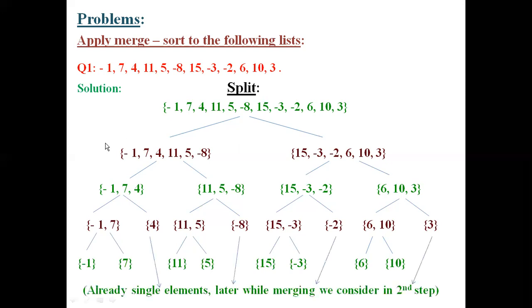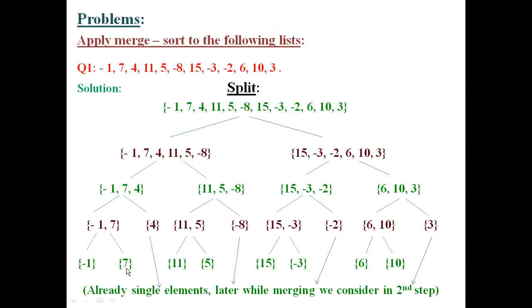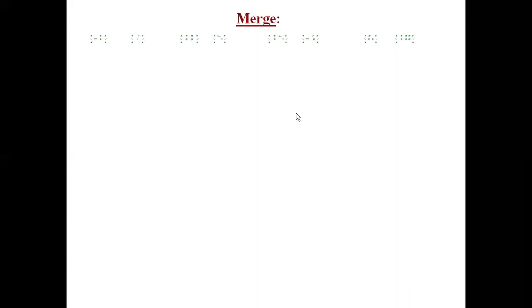Now we observe that these elements 4, minus 8, minus 2 and 3 are already single elements in the previous but one step, and we consider these while merging in the second step. Second step of merging, we are going to consider these single elements. Now we move on to the merge part of it. So in the merge part, we consider all those elements in the final step that we had, that is minus 1, 7, 11, 5, 15, minus 3, 6, 10. We consider these elements in the first step.